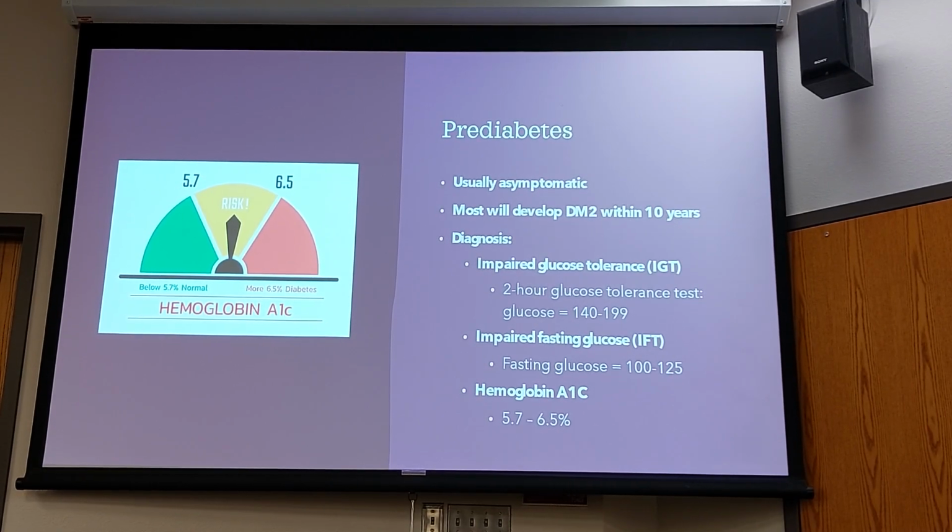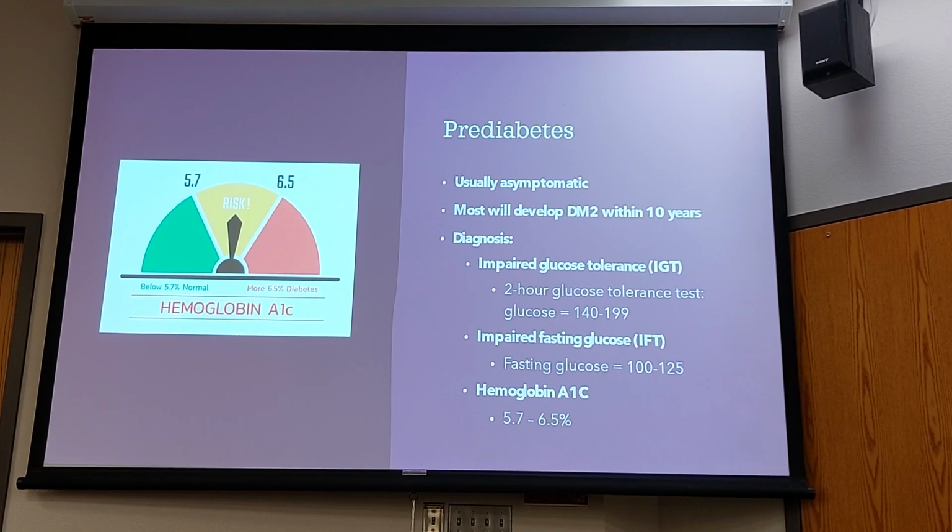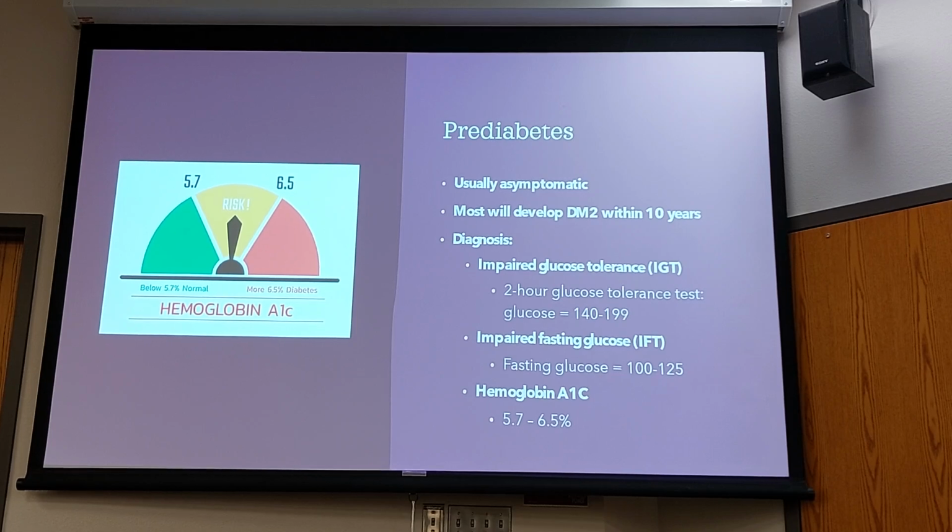So below 5.7 is normal, that's the goal, we'd like to be there, but if you're between 5.7 and 6.5%, then you're considered pre-diabetic. So 6.5 is that threshold for diabetes. Like I said, we don't just look at the A1C, they can do this impaired glucose tolerance test. It's a 2-hour glucose test, and if you fail it, it's because you're 140 to about 199. Fasting glucose, 100 to 125, and then hemoglobin A1C in that yellow zone.